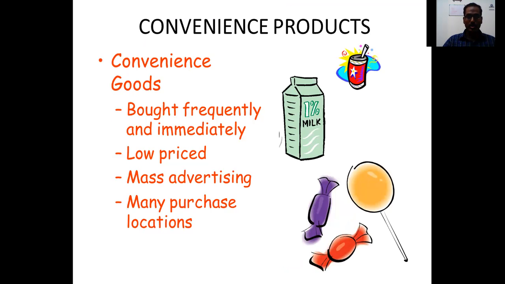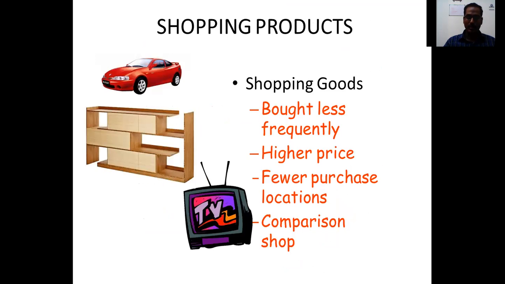Then we see the convenience good here. Convenience goods are something which is bought frequently and immediately, like groceries we buy, like milk, chocolate, and all those things. Usually they are not heavily priced. There's a low price, and a very mass advertisement is given, and it will be available in many locations, and purchases are made quite often and at different locations. So that is convenience products.